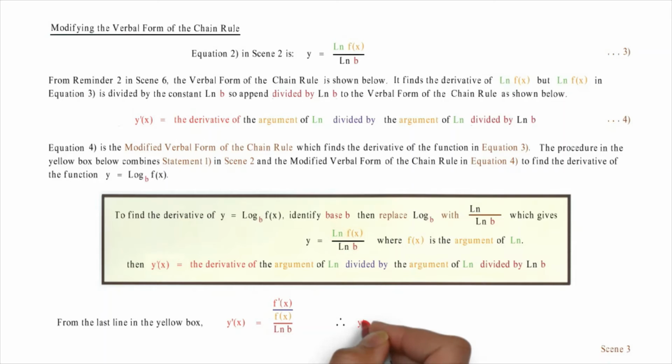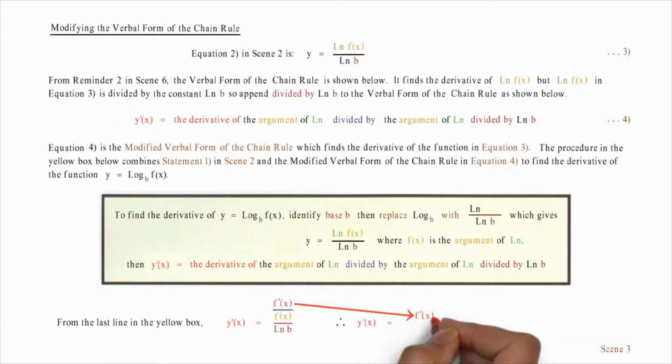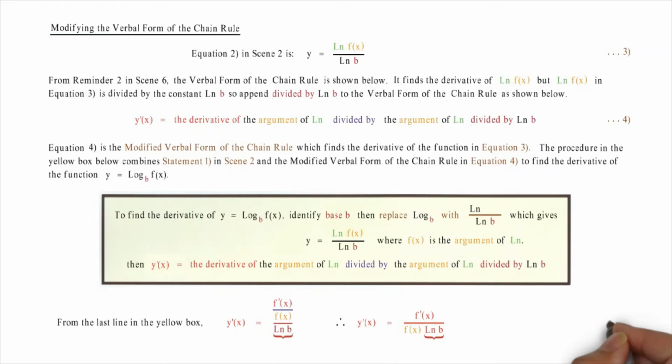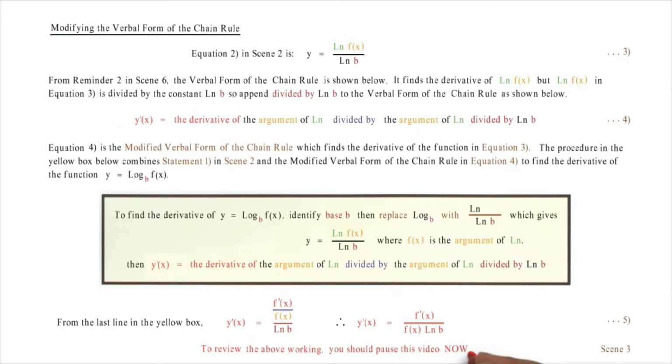Therefore, y dash of x equals f dash of x divided by, drop f of x into the denominator, times, bring down ln of b. Call this equation 5. To review the above working, you should pause this video now.